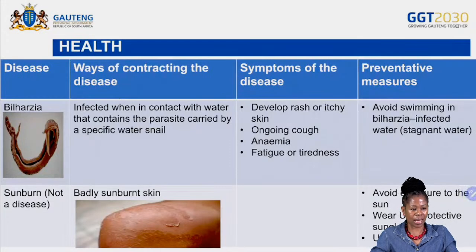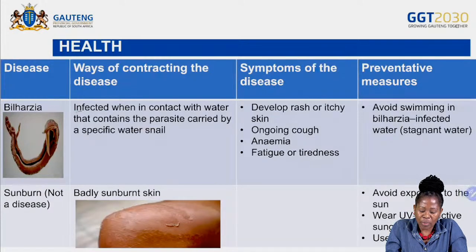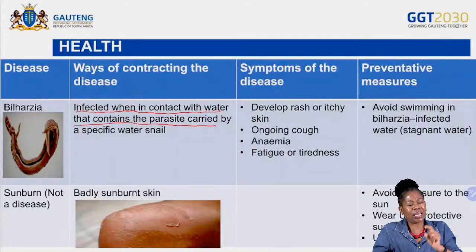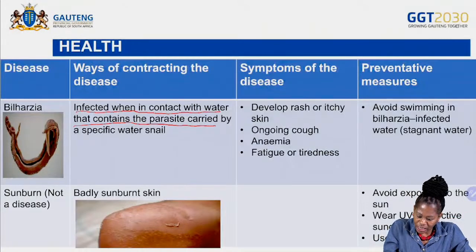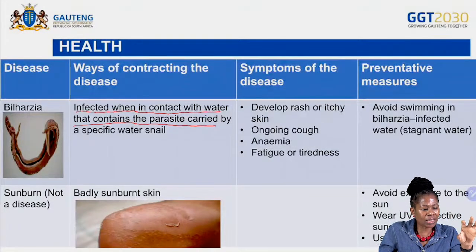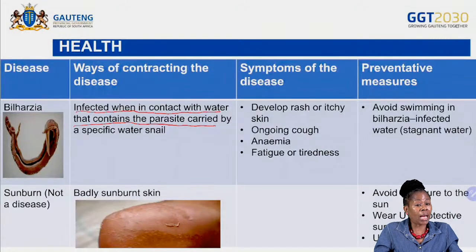I have bilharzia. How do you know you have bilharzia? You get bilharzia from an infection when in contact with water that contains the parasite carried by a specific water snail. Bilharzia is carried by a water snail, but a specific one. So you are infected when in contact with that water, because there will be eggs from that snail. When you are in that water, you can unfortunately drink it, and then you will get bilharzia from that water snail. And if you are not sure, you are going to check your body.